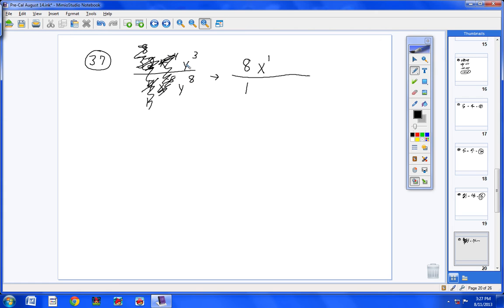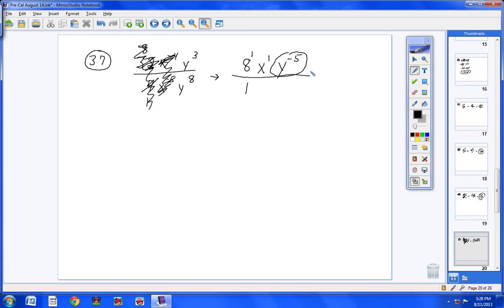Now let's look at our y's. I'm dividing like bases. Whenever you're dividing like bases, you write the base once in the numerator, and you subtract the exponents. 3 minus 8. Well, 3 minus 8 gives you a negative 5, so I have y to the negative 5. Now, normally you would be done, students. However, notice we have a negative exponent. Now, does the 8 have a negative exponent? Well, no, its exponent is 1. Does x have a negative exponent? No, it does not, but y does.